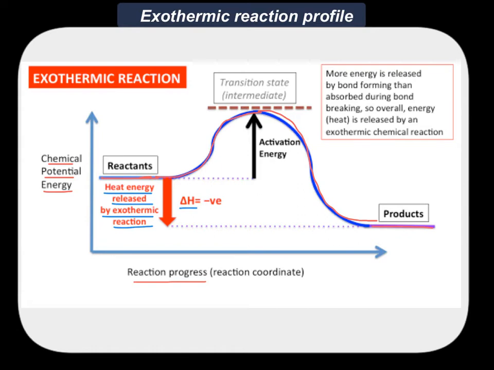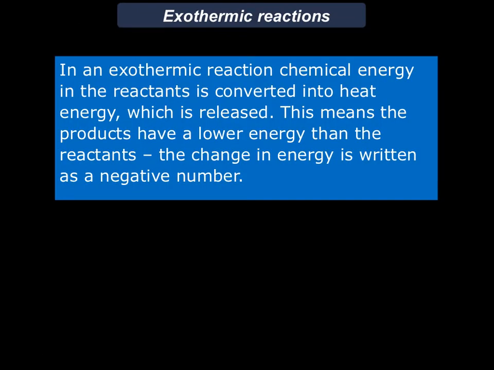So pause the video as you need to, draw in the diagram in the space, and make sure that you have it all labelled. Now, just below the diagram, a good explanation then. So in an exothermic reaction, chemical energy in the reactants is converted into heat energy, which is released. This means the products have a lower energy than the reactants. The change in energy, like we've just said, is written as a negative number.